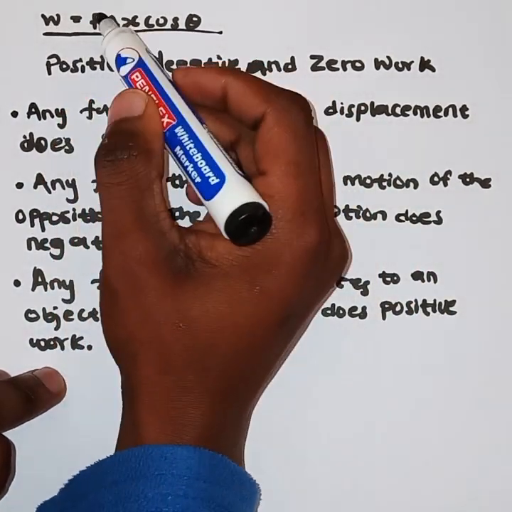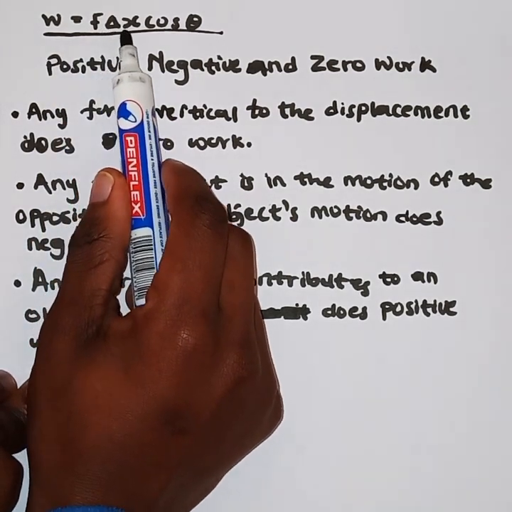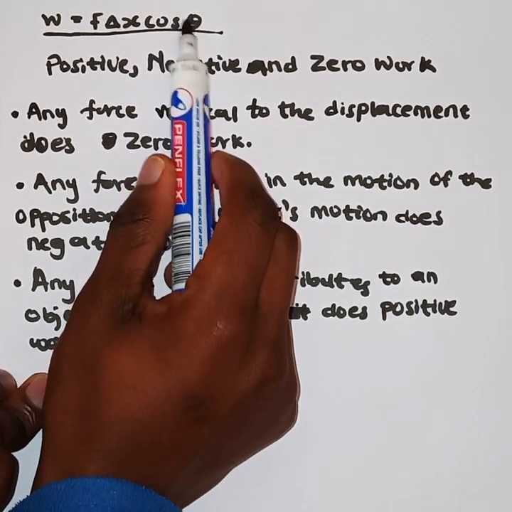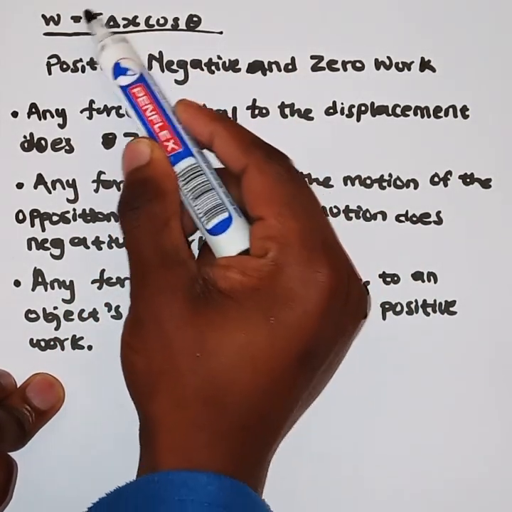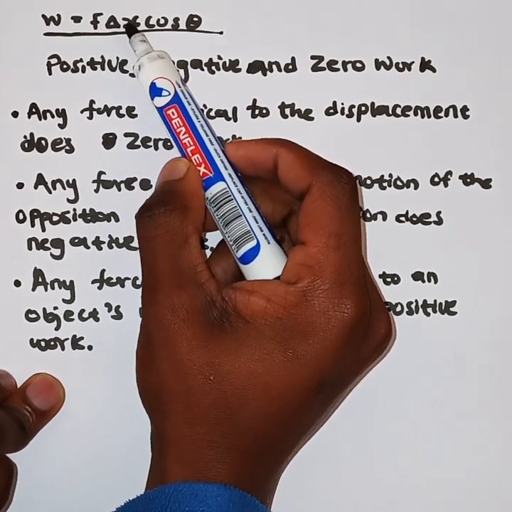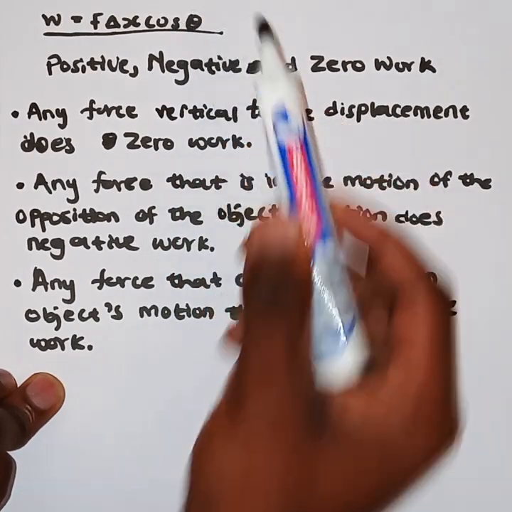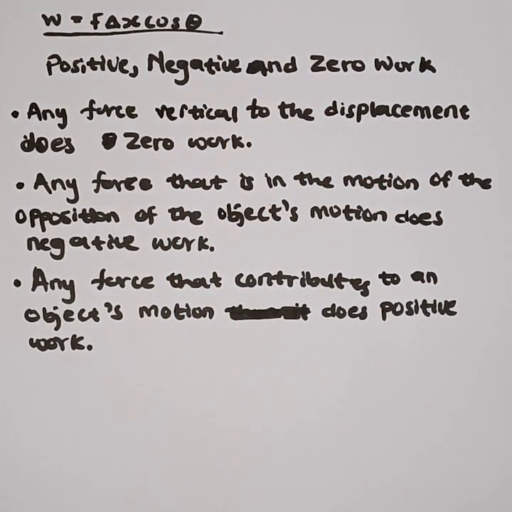To calculate the work done for a certain force, work is equal to the force multiplied by the displacement and cos theta. The F is the magnitude of the force. Then the delta X is the displacement. Then cos theta, the theta is the angle. No, it's not the degree. The theta is the angle between the force and the displacement. Let me say it again: it's the angle between the force and the displacement.